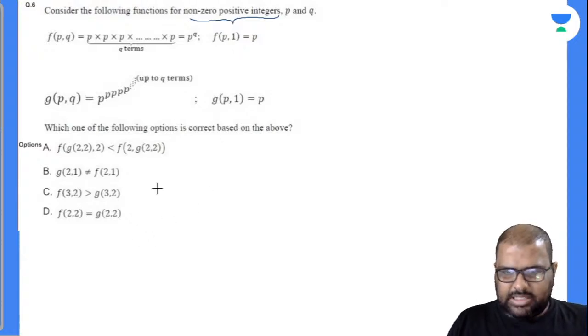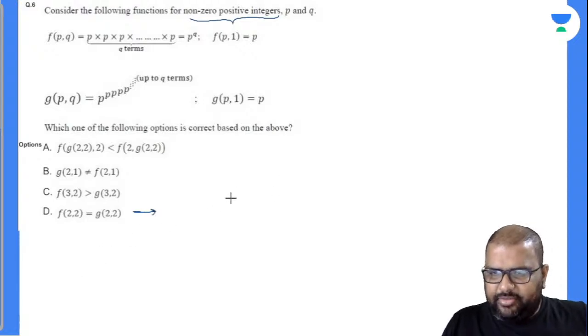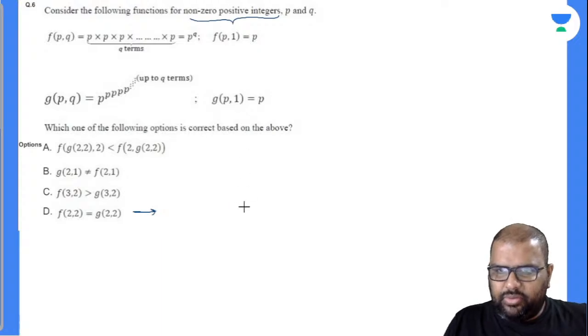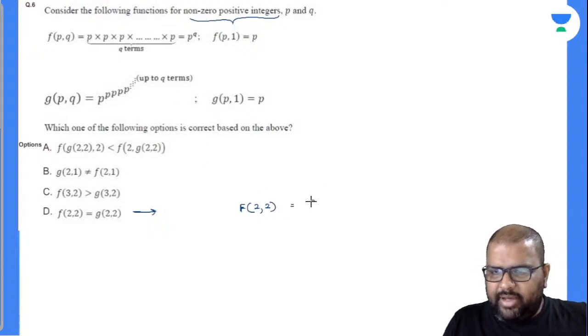Let's start from the last one. So D option, let's come to the D option. F of 2 comma 2 means what will be the value there? These are q terms. So p value is 2, q value is 2, and your answer is 4.